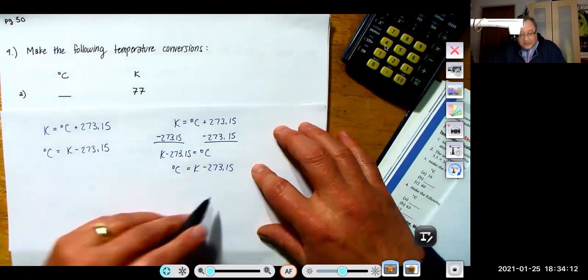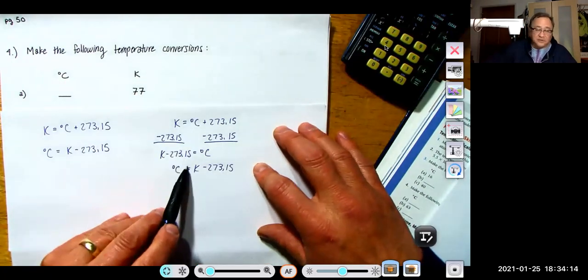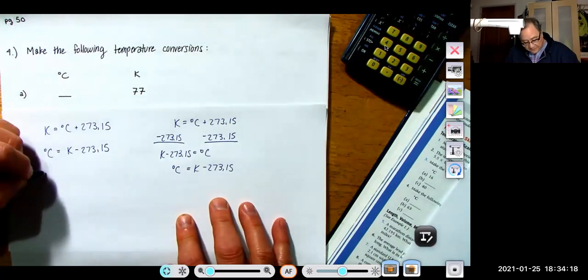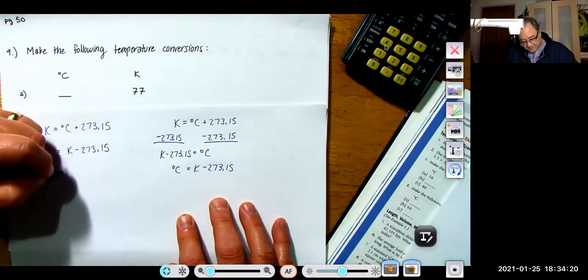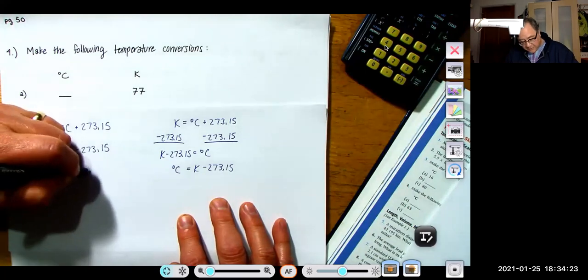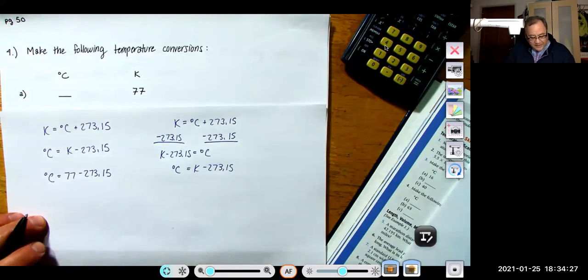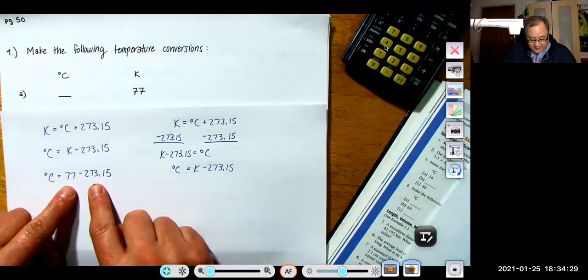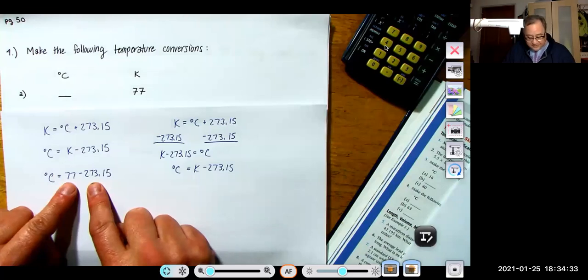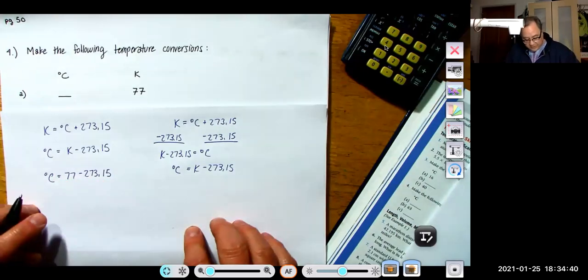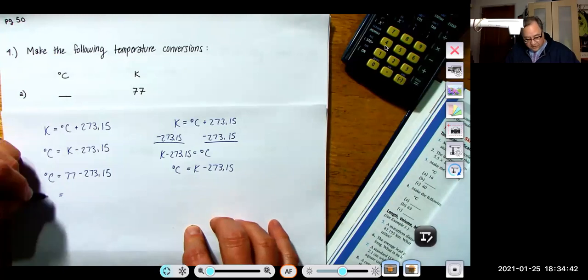Do I expect to see this work on your exam? The answer is absolutely not. So now I'm going to plug in the value. We have 77 minus 273.15. And we can estimate the answer. This should be around negative 200 because 273 is about 77 more than 200. So it should be around negative 200.